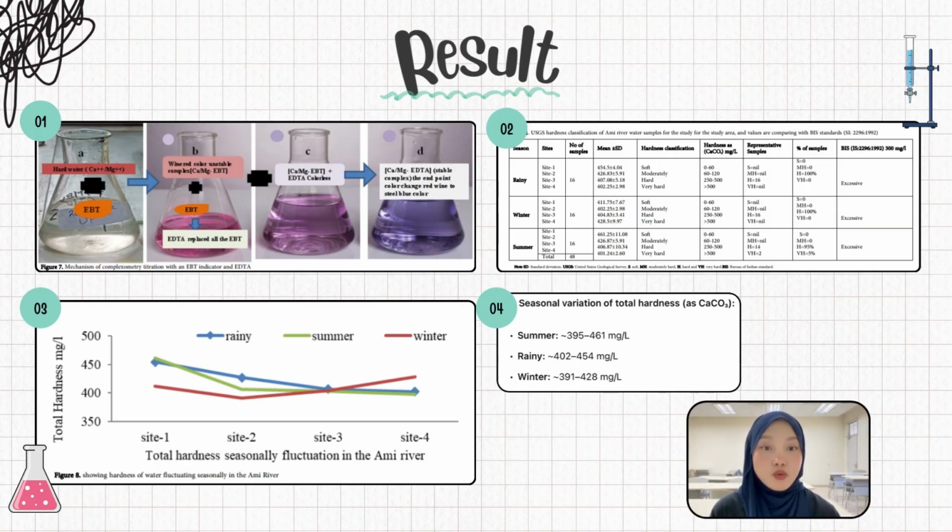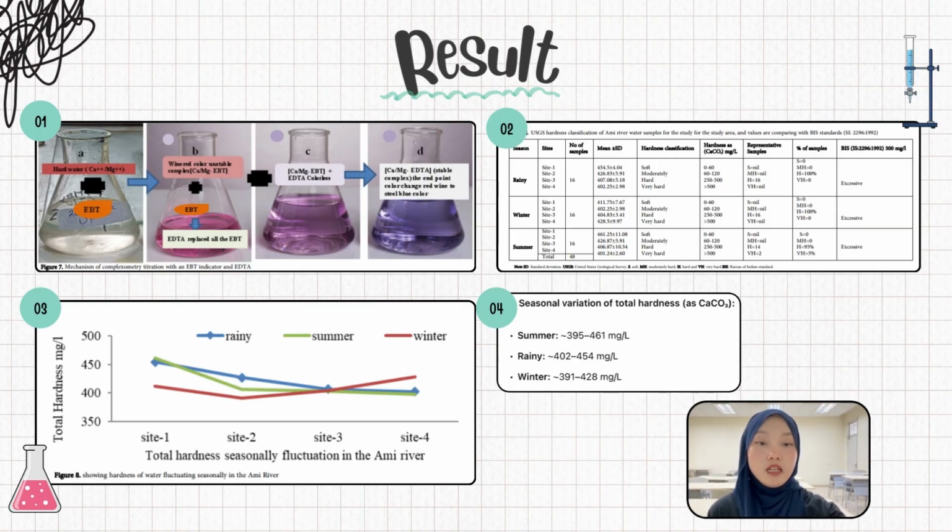The second picture shows the table presenting the mean plus minus standard deviation of total hardness values for different seasons and sampling sites, and compares them with USGS hardness classification and BIS standard. All recorded values are above the BIS permissible limit of 300 mg per liter as CaCO3, indicating that the river water is hard in all seasons. Most samples fall under the hard category, with a small percentage classified as very hard, especially during summer.